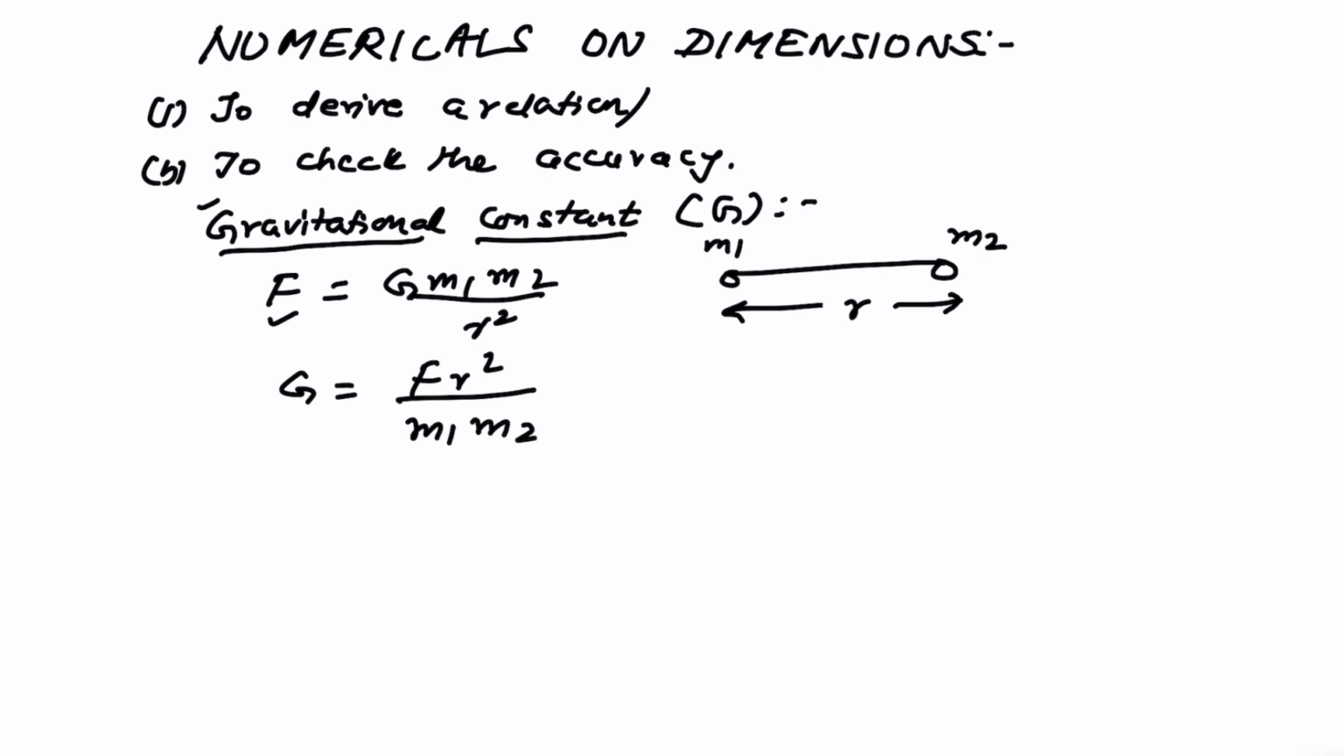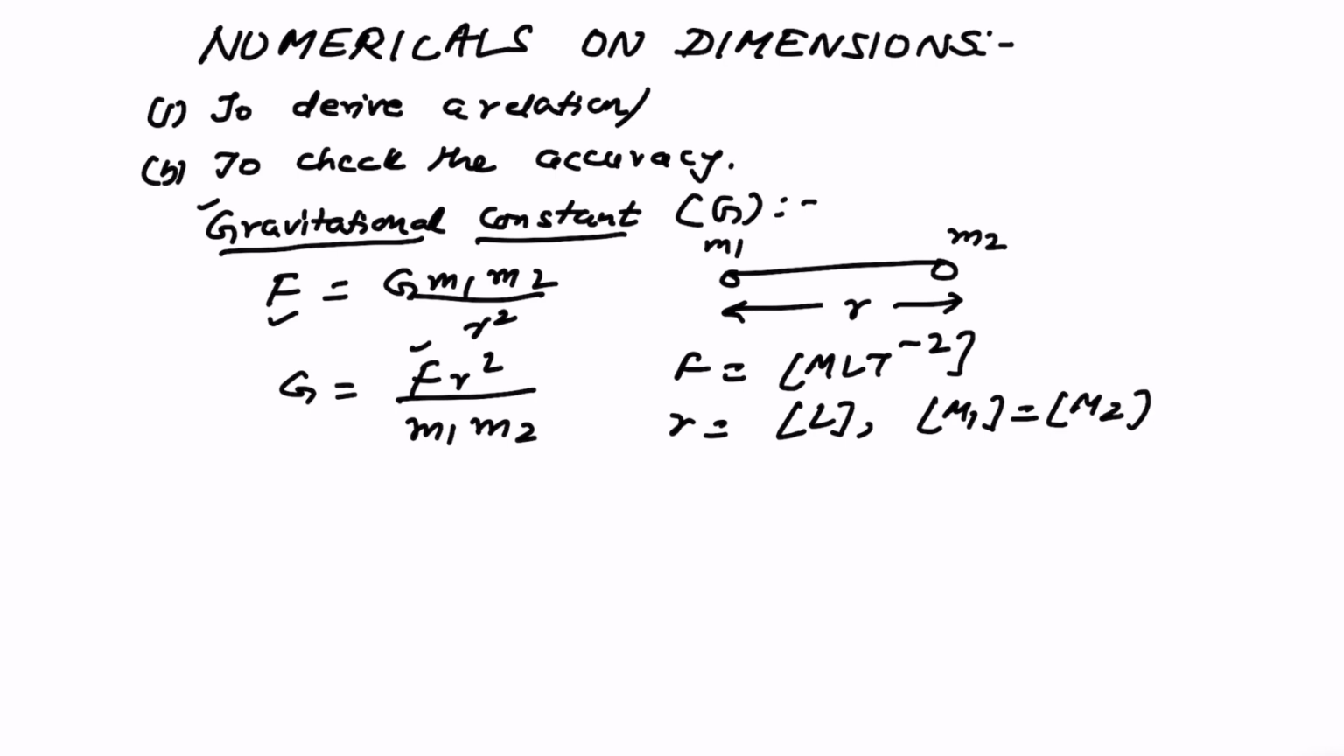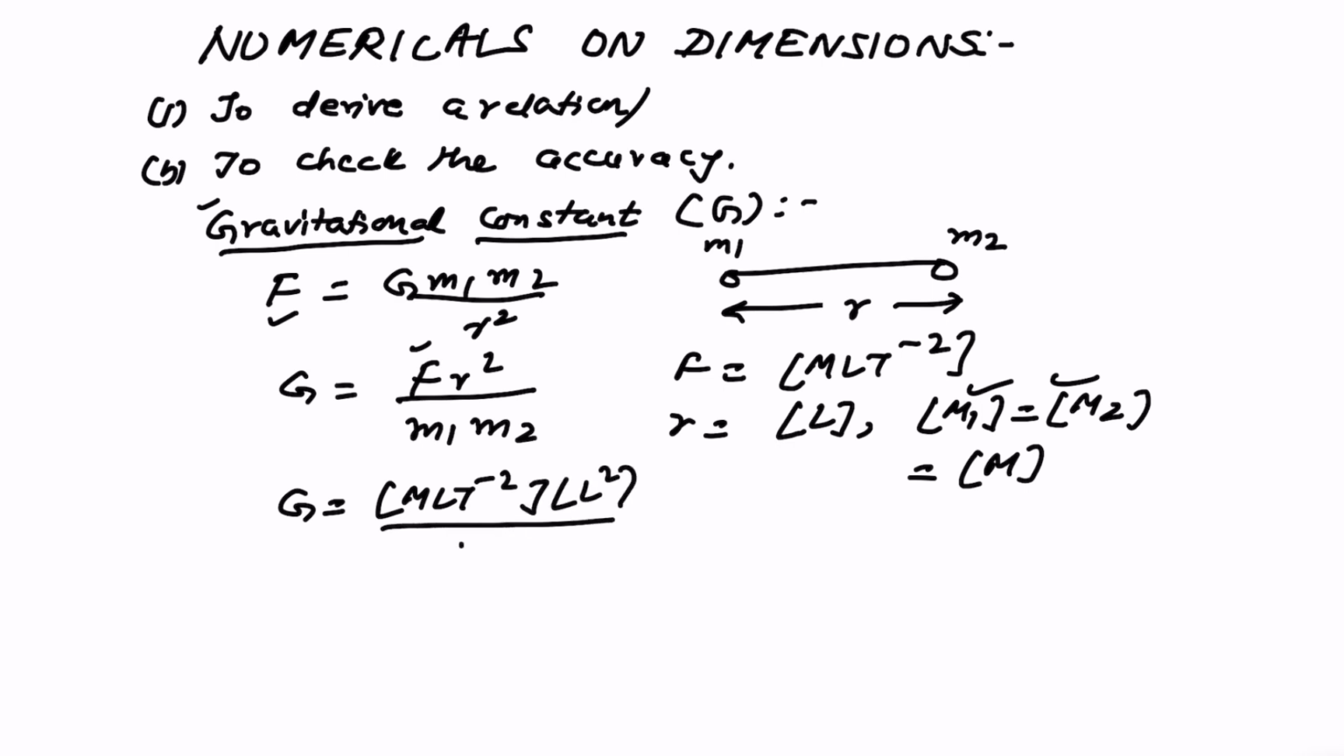Now F here is force. We know the dimension of force is MLT to the power minus 2. R is a type of distance, so its dimension is L. And m1 and m2 both are masses, so their dimension is M. So the dimension of capital G will be MLT minus 2 into L square divided by M square. So that will be equal to M to the power minus 1, L to the power 3, T to the power minus 2.